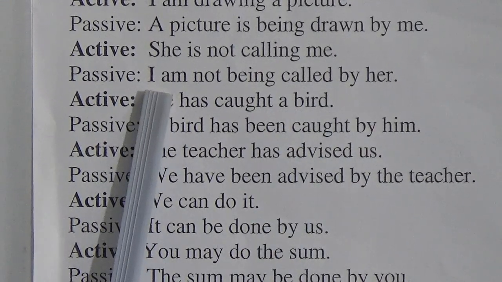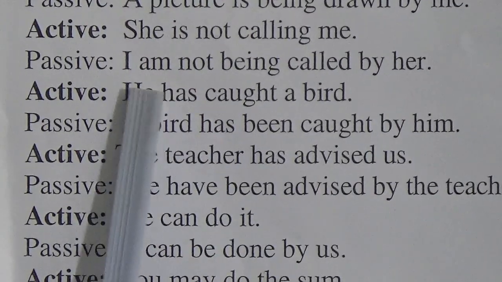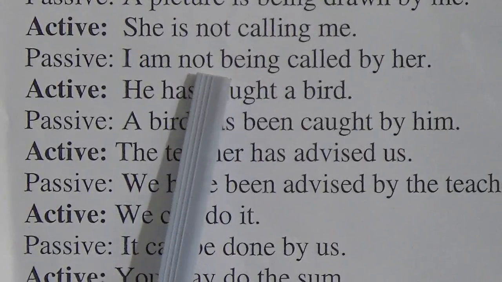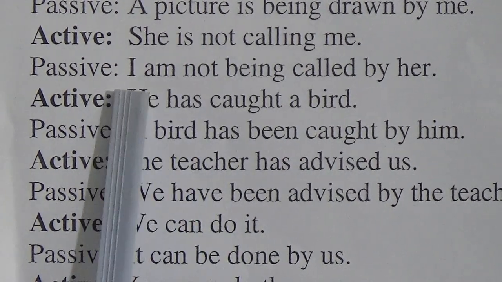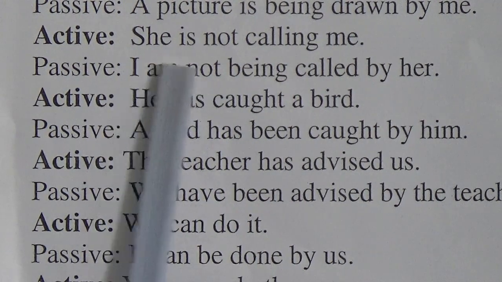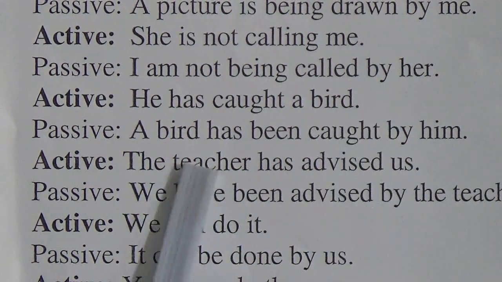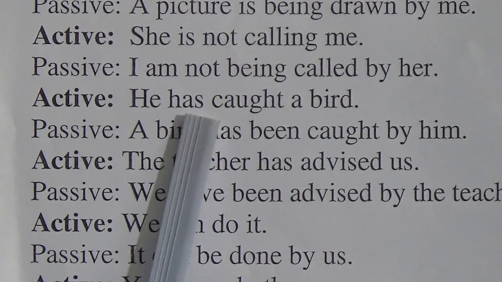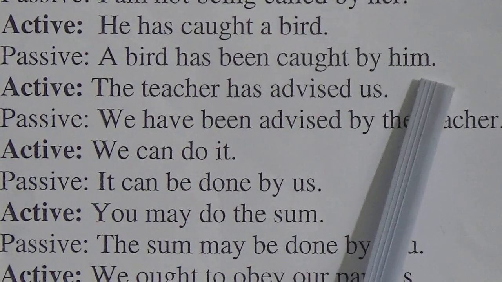She is not calling me. So me is the object, we will make it the subject, and as it is present continuous tense, we will use am being, is being, are being. As there is not, we will use not. After I we will use am. So: I am not being called by her. He has caught a bird. A bird is the subject, present perfect tense, that's why we will use has been, past participle of verb, preposition by, and the subject will be object at the last.